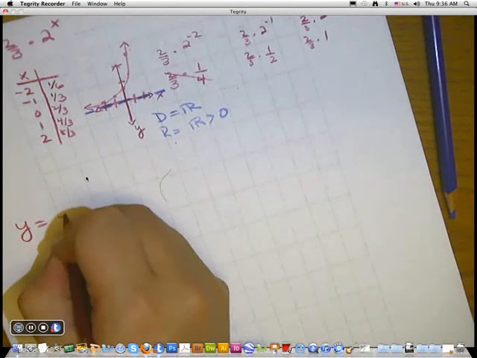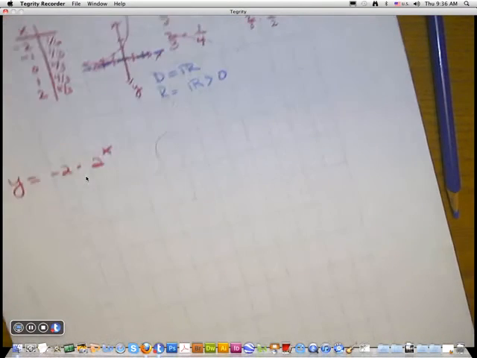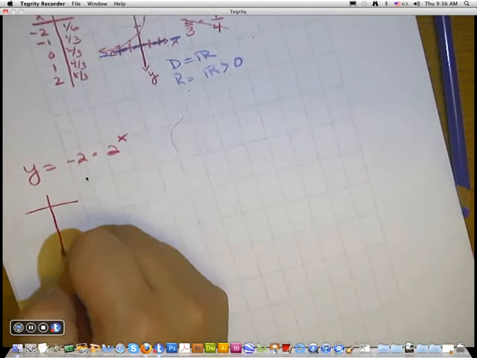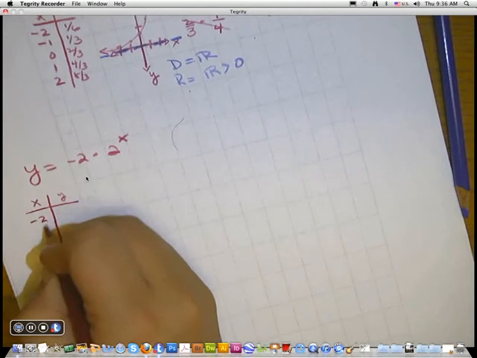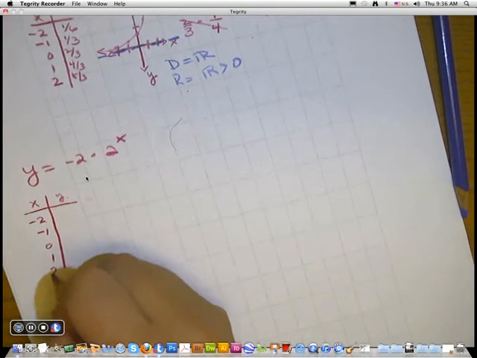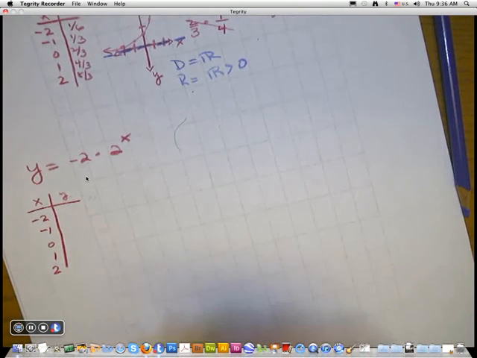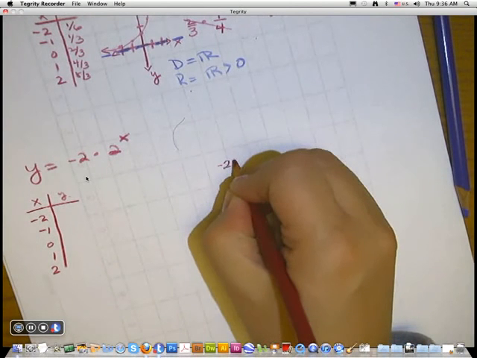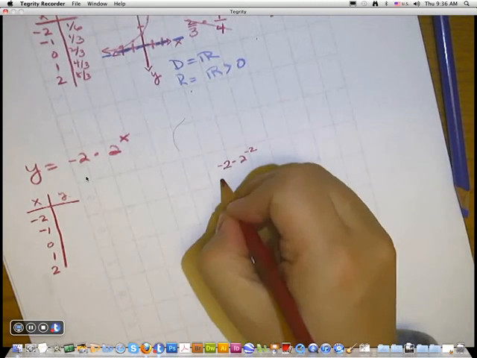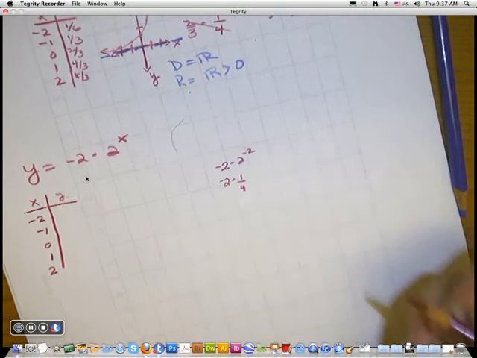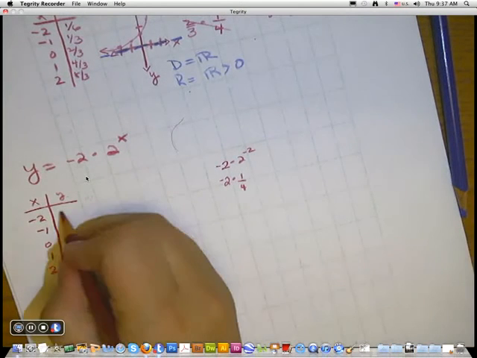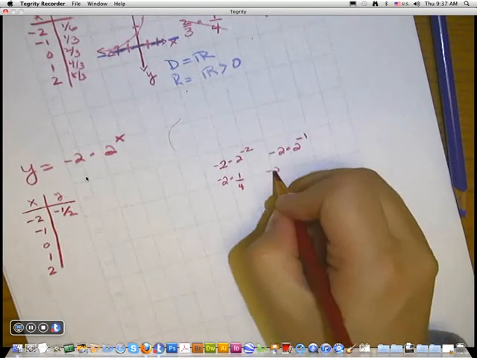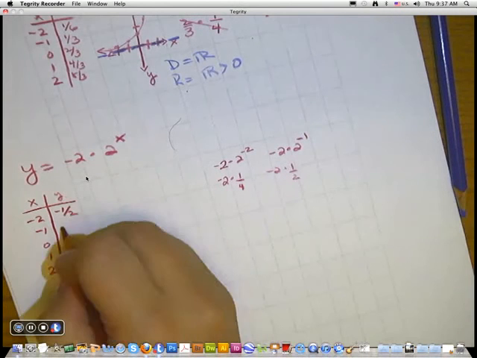Next one, y equals -2 times 2 to the x. We're going to make our t-table. We're going to use the x values -2, -1, 0, 1, and 2, and plug those values in. So we're going to get -2 times 2 to the -2, which is -2 times 1/4, which is -1/2. -2 times 2 to the -1. So -2 times 1/2 is -1.